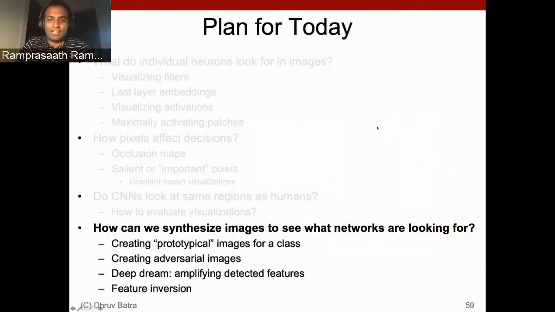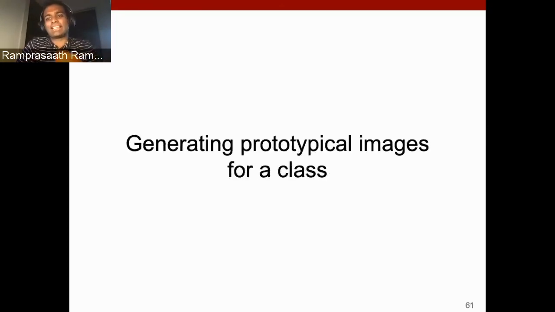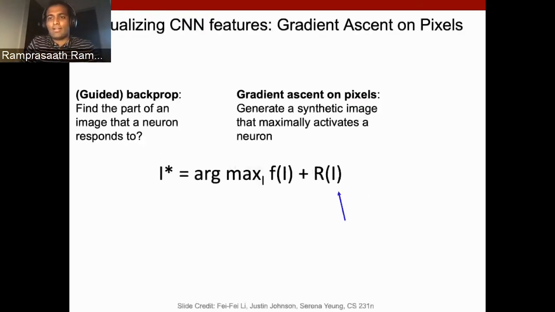Yeah, coming to the last part, here we're asking the question, how can we synthesize images to see what the networks are actually looking for? This is a question that eventually led to this whole new field of adversarial machine learning. We'll get to that in a bit. So the first question is, can we get an image that is representative of a class? We're basically performing gradient ascent on pixels. We're asking what type of input in general would cause an output neuron to activate. We can answer this question by a technique called gradient ascent.